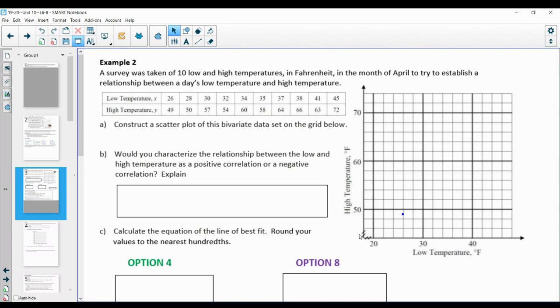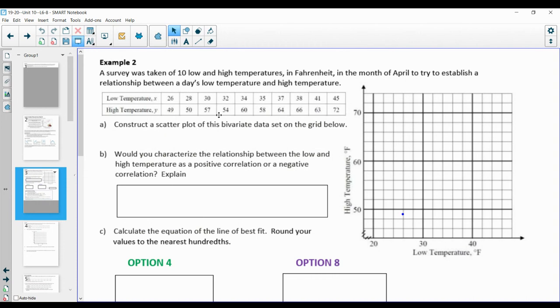You're gonna take a couple of minutes now and we're just gonna plot these points. So when our low temperature X is 26, our high temperature Y is 49. So low temperature is 26, so 20, 2, 4, 6. High temperature is 50. Well, if I'm going up by 2's and that's 50, that's 48. So right there at that point must be 26, 49.